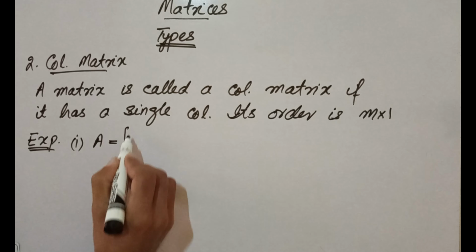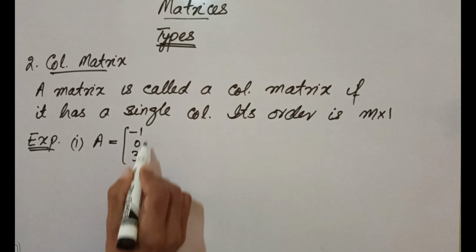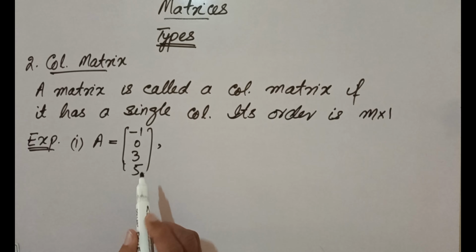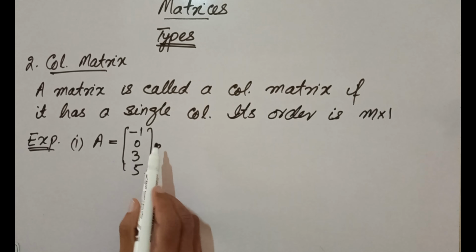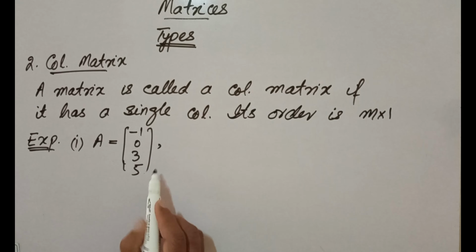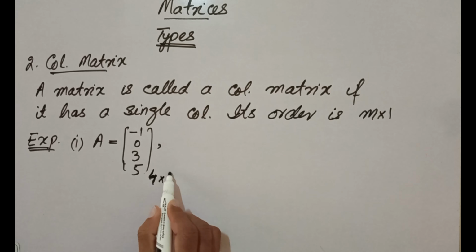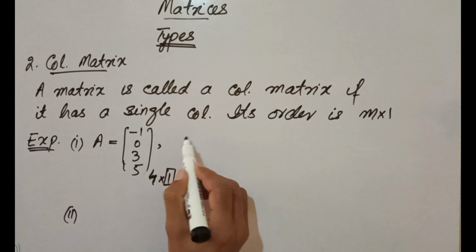For example, A is -1 0 3 5. We see that this matrix has a single column. The number of rows is 1, 2, 3, and 4. So its order is 4 cross 1. Here columns must be 1. There is no restriction on the number of rows. If we consider another example, this is a column matrix.